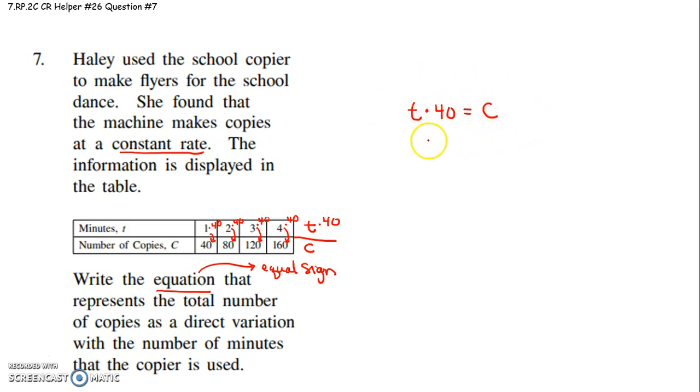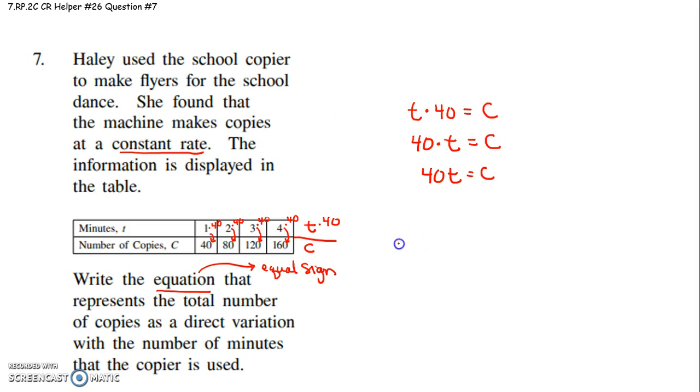So this would be one acceptable equation. Normally, we put the constant first, so 40 times T would be another acceptable equation. That will give you your number of copies. You also don't need this dot here, so you could say 40T equals C. So that's variation 1. Here's something else you could do.